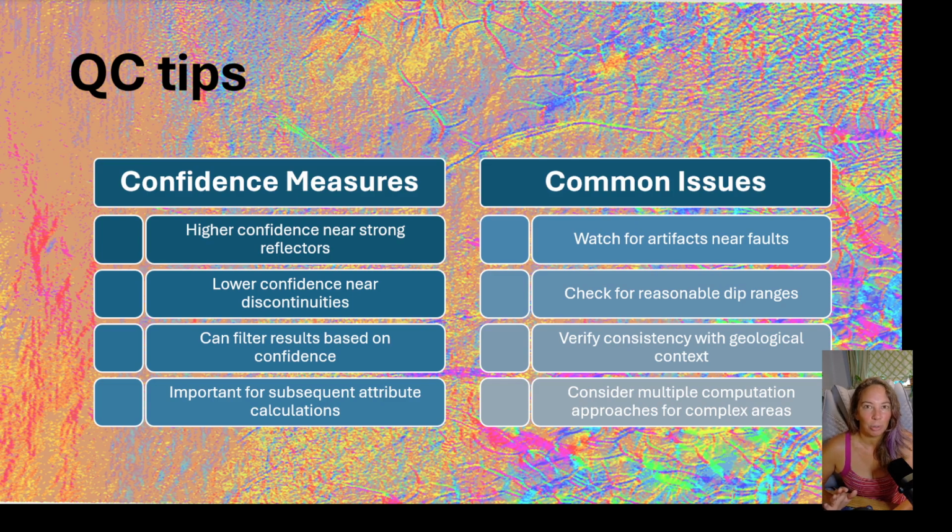And QC control is very important. So like I always say, the more you can clean up your data, the better. So you can have higher confidence in areas where you have the strong reflectors. We'll often see that. You want to watch out for artifacts near faults. One of my students has been doing a project on the noise near faults. And so those are something that could pop up as issues with dip calculations. You want to make sure that you're getting reasonable dip ranges. So as geophysicists, we always want to make sure things make sense with geology.